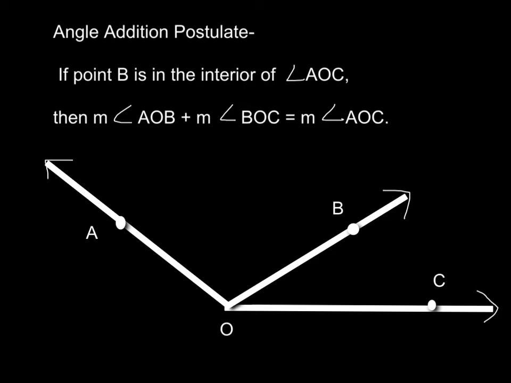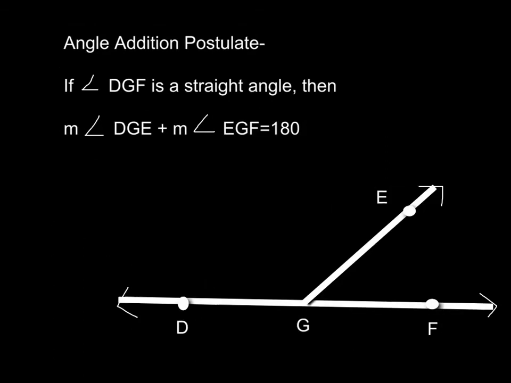That's half of the angle addition postulate. The other half of the angle addition postulate is the one that most students forget. It is that if you have a straight angle, the 2 angles have to add up to 180 degrees.